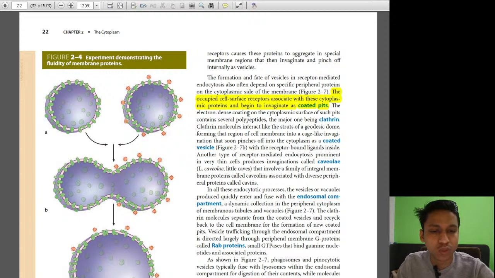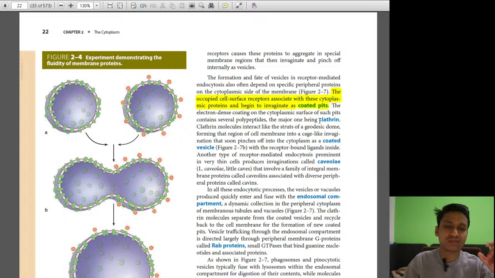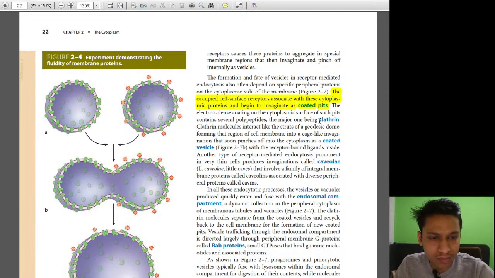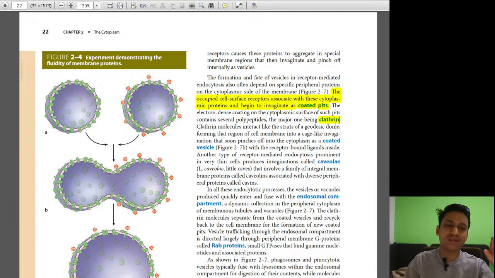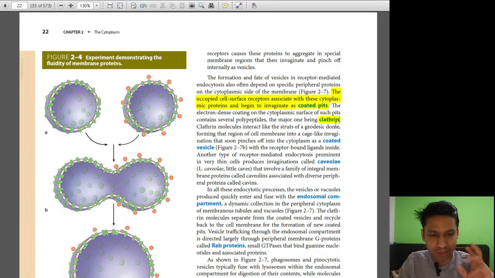The electron dense coating on the cytoplasmic surface of such pits contains several polypeptides, the major one being clathrin. What is clathrin? It is a polypeptide that acts as an electron dense coating on the coated pits. I think we should highlight clathrin. We need to know that clathrin is an electron dense coating on the coated pits. What is clathrin? A polypeptide, basically a protein.